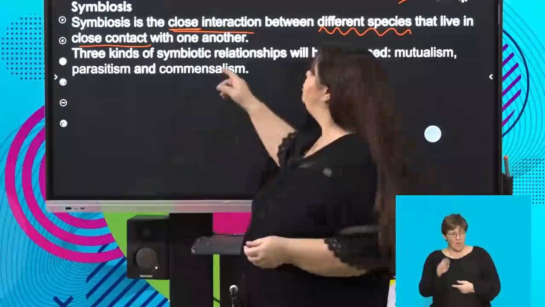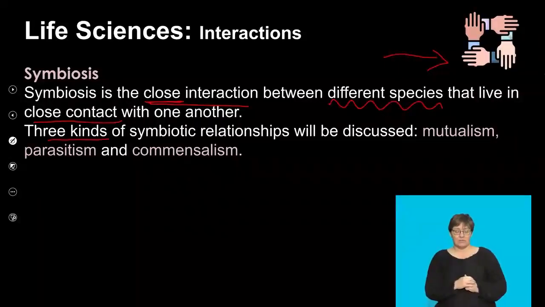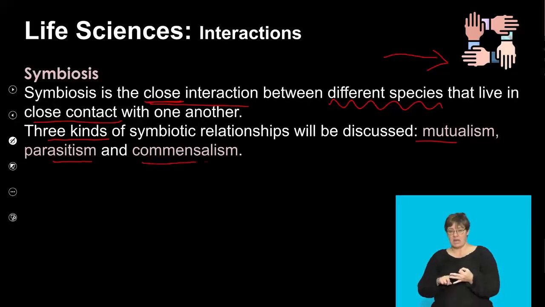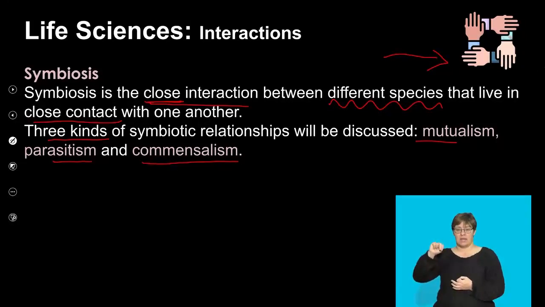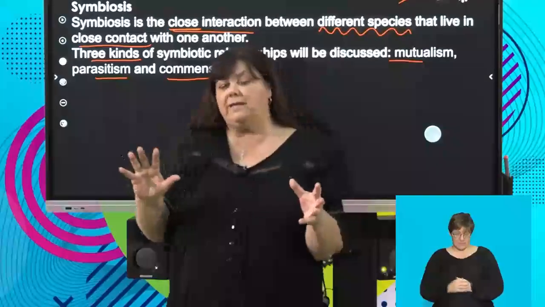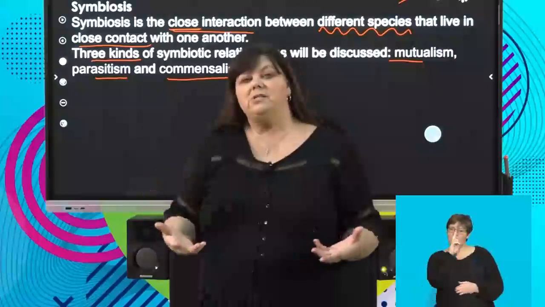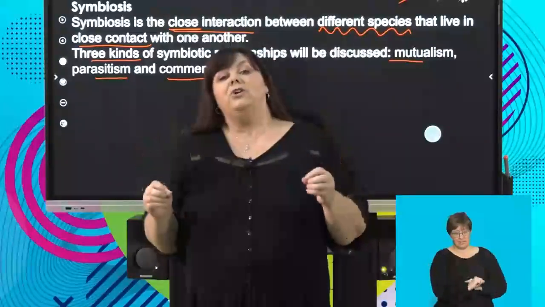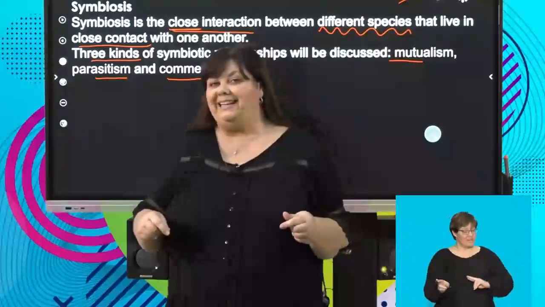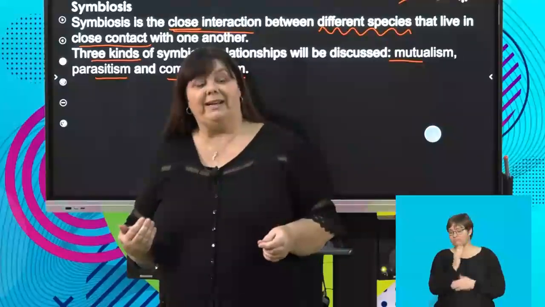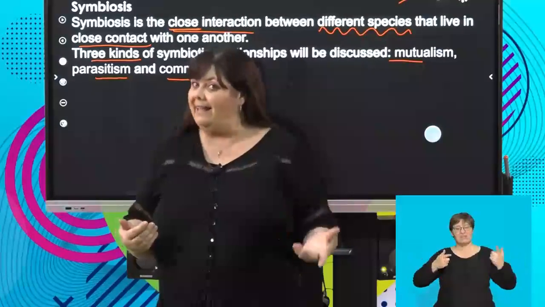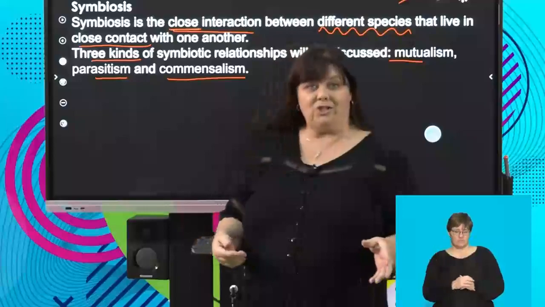Now, there are three kinds of symbiosis that you are going to be learning about: mutualism, parasitism, and commensalism. So we're going to focus on each of these kinds of relationships in turn, looking at some examples. So I hope you've got your pen and paper ready, because let's start working our way through these different kinds of symbiotic relationships.